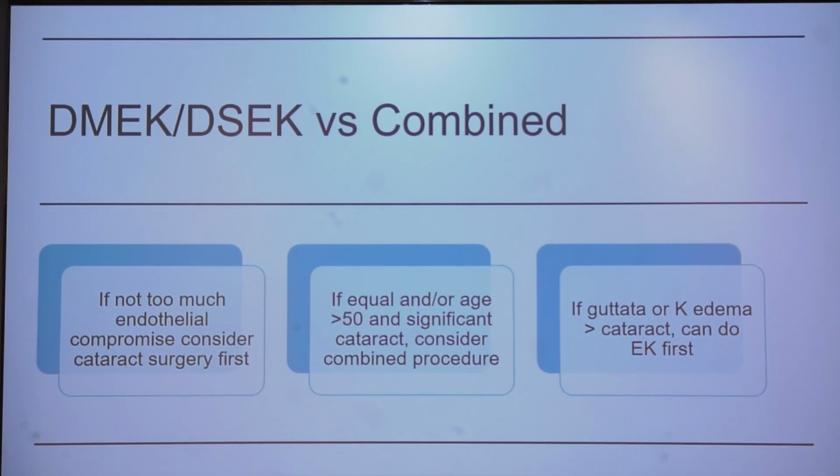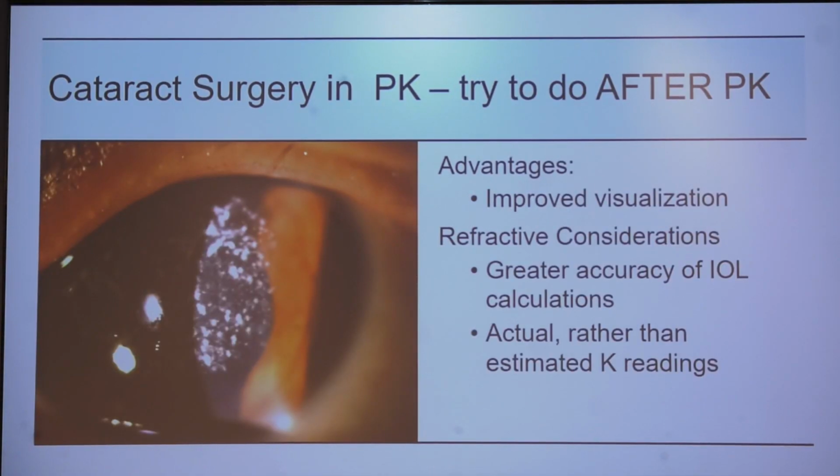If the patient is at or above the age of about 50, all of the literature shows that you should really consider a combined procedure because chances are they're going to need that cataract out within a year or two. If there's just guttata or corneal edema greater than the cataract, I like doing a DMEK on these patients, usually a younger patient. You can get a nice result with a DMEK and then proceed with cataract surgery later. And if there's, of course, not too much endothelial compromise, you can consider cataract surgery first.